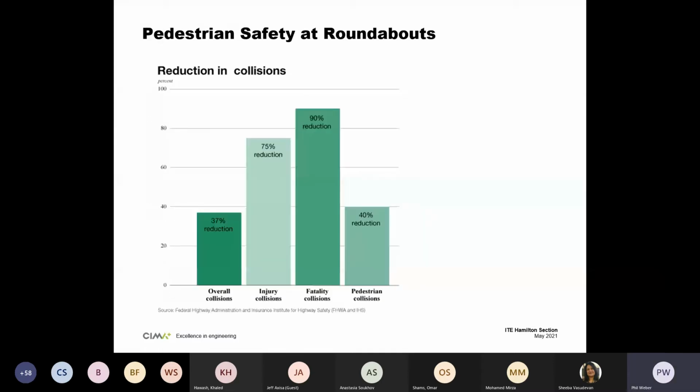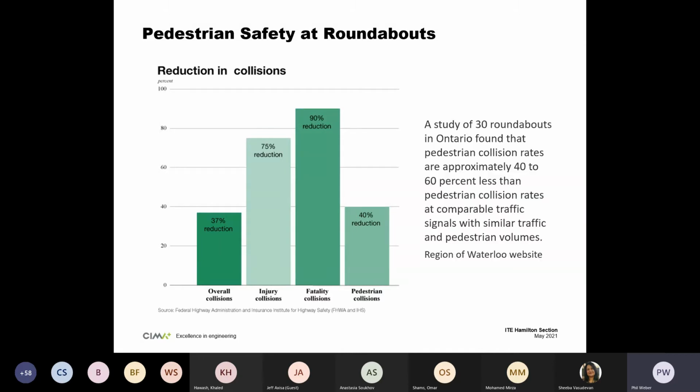Well, here are some of the safety numbers anyway, and this is the US source, the Federal Highway Administration and Insurance Institute for Highway Safety. Overall, in terms of crashes, a 37% reduction. This is for motorists: a 75% reduction in injury crashes, a 90% reduction in fatal crashes, and in terms of pedestrian crashes, about a 40% reduction. So that's pretty good, right? Now, mind you, the last two columns are dealing with some pretty small sample sizes, but even so, a 40% reduction in pedestrian crashes is pretty good.